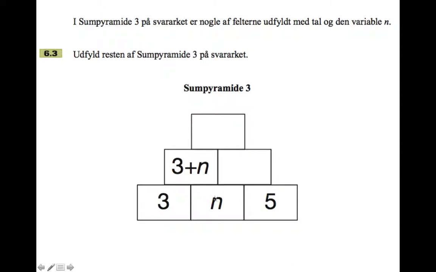Okay, so we've got 3 plus n makes 3 plus n, and in the same way n plus 5 makes n plus 5, or 5 plus n, it doesn't matter which way you write that round. And then at the top we've got 3 plus n plus 5. So that's going to make 8 plus 2n, because the 3 and the 5 make 8, and then the n plus the n makes 2n.